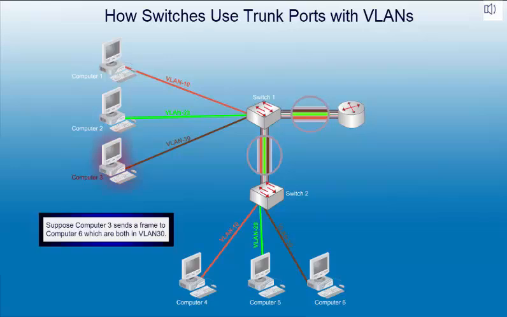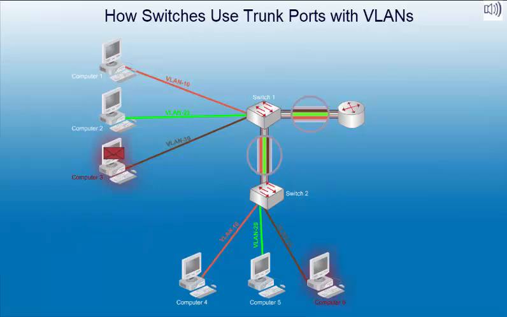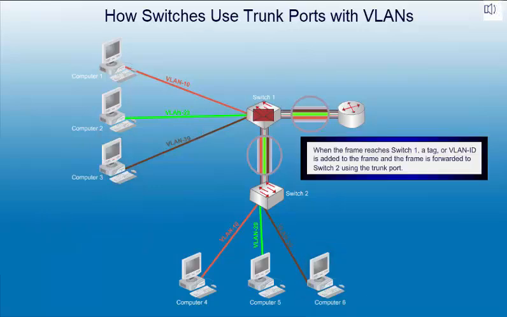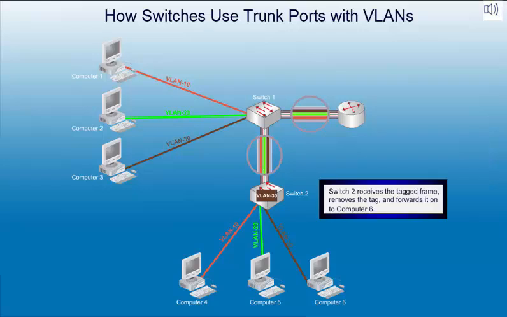Suppose Computer 3 sends a frame to Computer 6, which are both in VLAN 30. When the frame reaches switch 1, a tag or VLAN ID is added to the frame and the frame is forwarded to switch 2 using the trunk port. Switch 2 receives the tagged frame, removes the tag, and forwards it on to Computer 6.